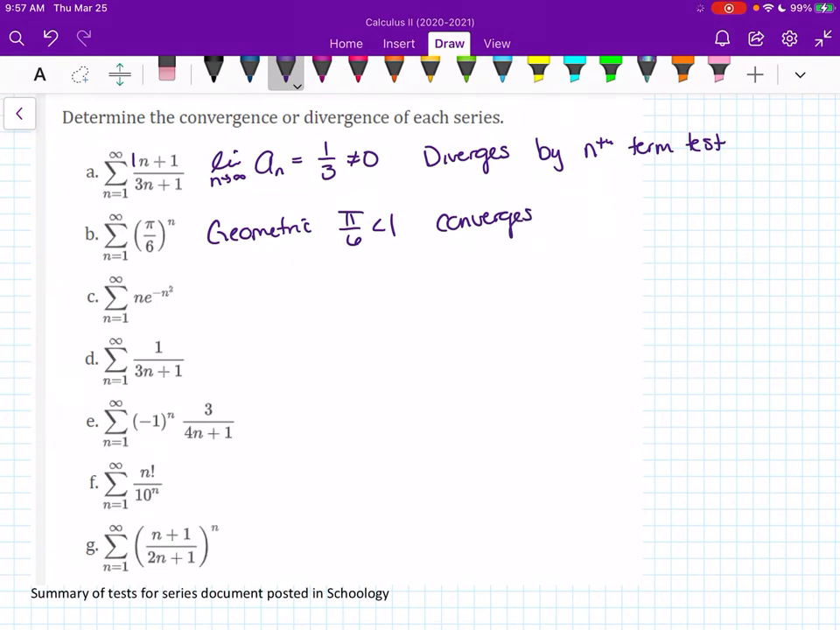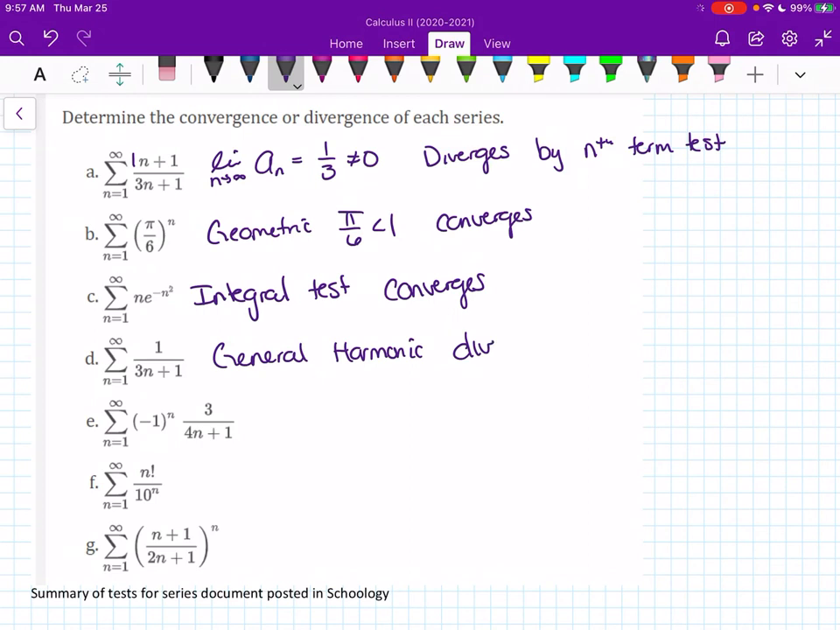The next one, I don't have a special series. I have n and negative n squared. And so I look at those and think, well, the derivative of n squared is 2n. So I think I might be able to integrate this with some u substitution. So the integral test. And in fact, this one would converge if you do the integral test. Our next one, we have a general harmonic series. Remember, we can just compare to a p-series here, and this one would diverge.